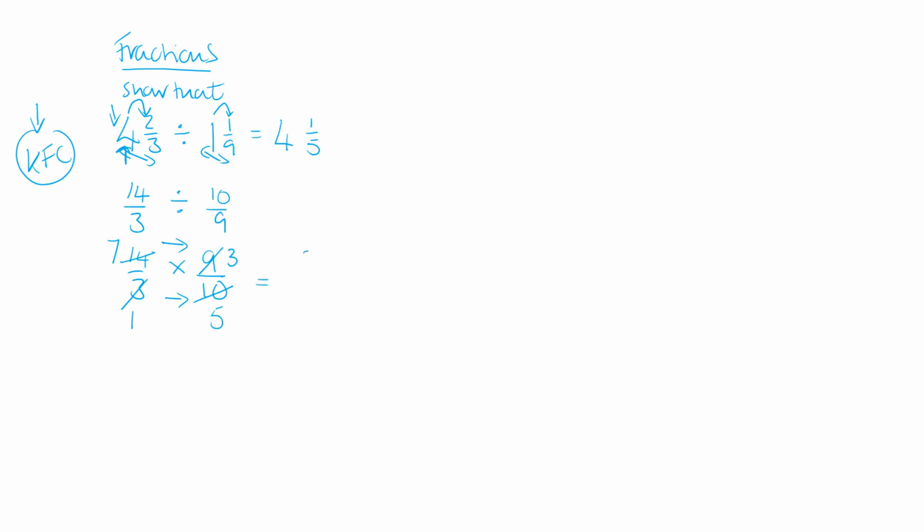And then I can just do the 7 times the 3, 21. 1 times 5 is 5, and 5 goes into 21. If you just got your 5 times table, 5, 10, 15, 20, it goes 4 times, and 1/5 left over. Now what if I was asked to take the same fractions, 4 2/3, and take away 1 1/9?